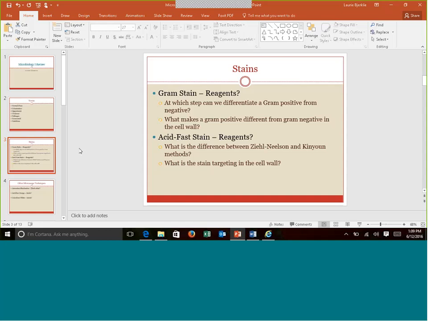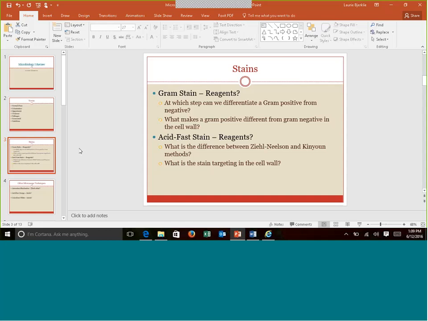There are 2 methods to acid-fast staining. There's the Ziehl-Neelsen and the Kinyoun methods. The primary difference between those 2 methods is, again, Ziehl-Neelsen uses heat as part of the acid-fast, whereas Kinyoun is known as the cold method because it took away the heat requirement and instead used increased amounts of phenol to do what it needed to do.